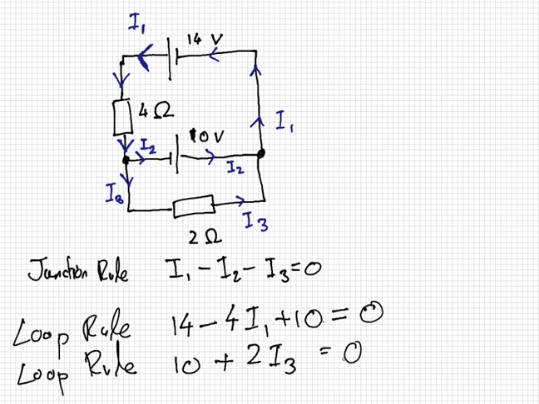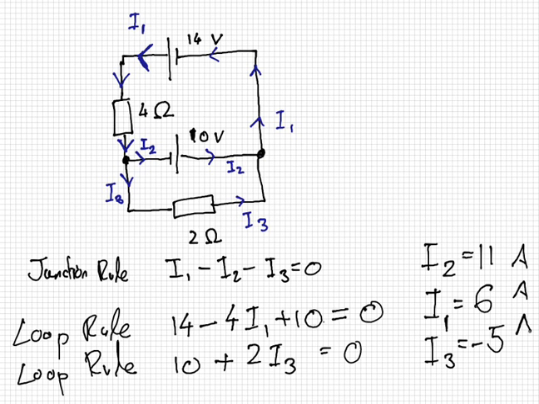I1 is 6. I1 is 6, is it? Yeah. Okay, you got I1 is 6. Let me write that down. I1, I think, is 6. I3 is minus 5. And then I2, please. 11. I3 is actually 5. Minus 5. No, -5. It is.